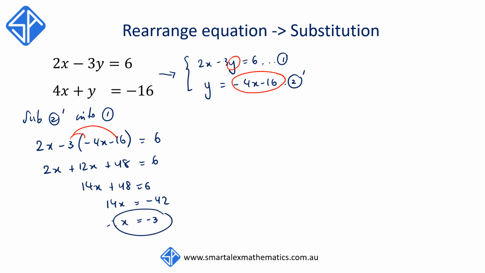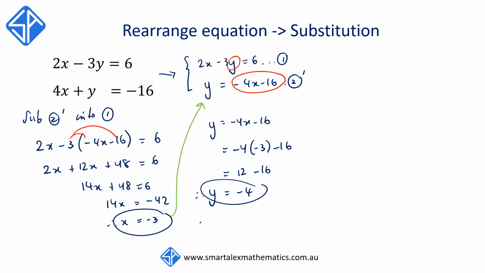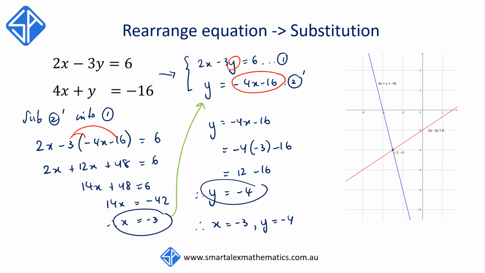Once we get the solution for x, we again need to put back into any of the equations to solve for y, and for simplicity, I'm going to sub into equation 2 dash. So we have y is equal to minus 4x minus 16, which is equal to negative 4 times negative 3 minus 16, which is 12 minus 16. So therefore, y is equal to negative 4. So our solutions again are x is equal to negative 3 and y is equal to negative 4. Again, this is the point of intersection of the two lines, 4x plus y is equal to negative 16 and 2x minus 3y is equal to 6.